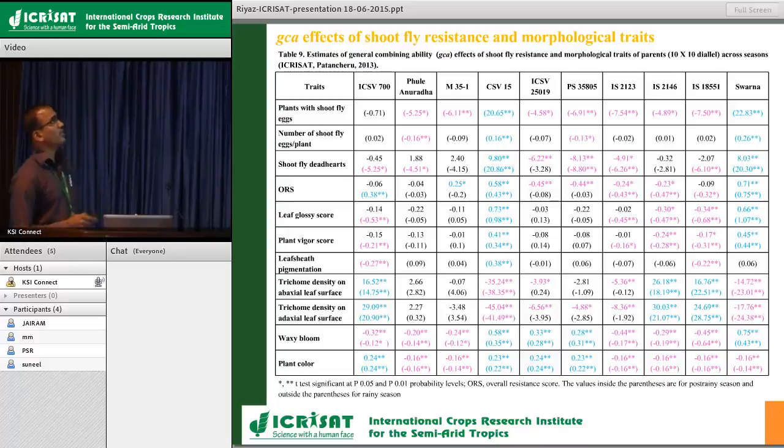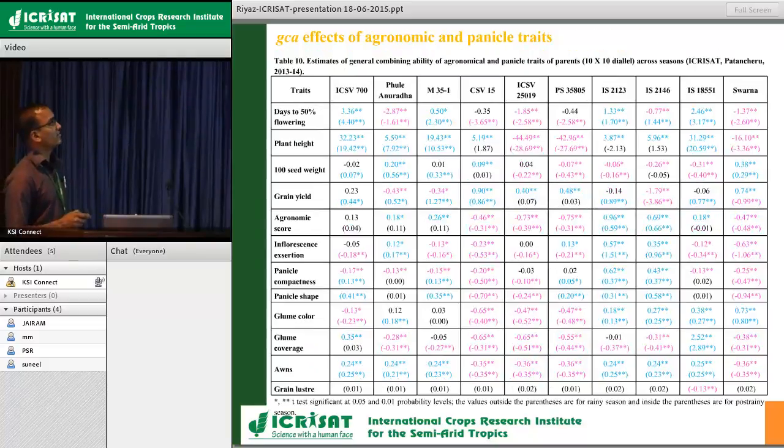Coming to the agronomic and panicle traits, for days to 50% flowering and plant height, Phule Anuradha, CSV15, 25019, PS35805, even Swarna: in order to decrease the plant height and decrease the maturity period, we can use these genotypes for developing shoot fly resistant sorghum with lower maturity and lower plant height.